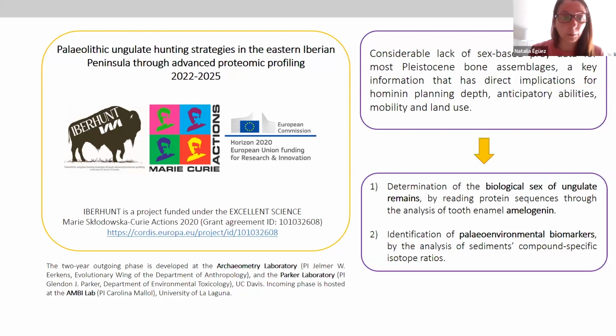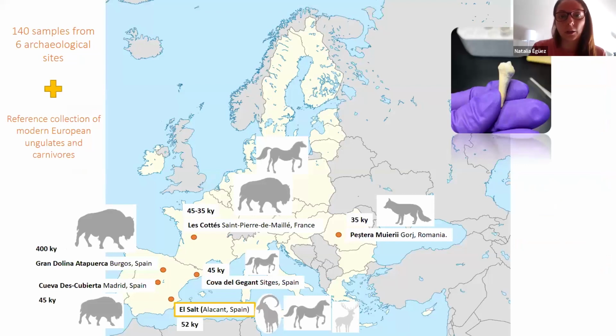Besides that, in my project, I'm also combining it with lipid analysis from the sediments where these remains are, so we can put these remains in their paleoenvironmental context, right? We can look at the different vegetation types, and also through stable isotopes, we can check temperature and humidity. So the project is quite big.